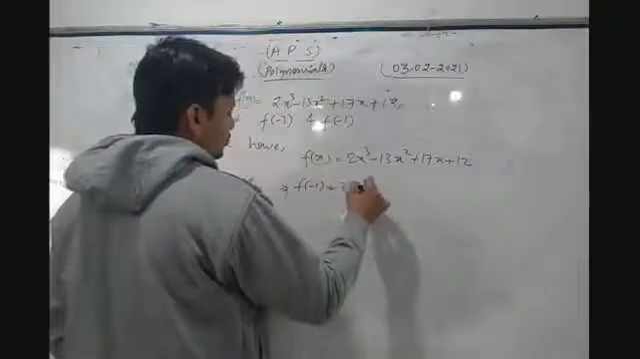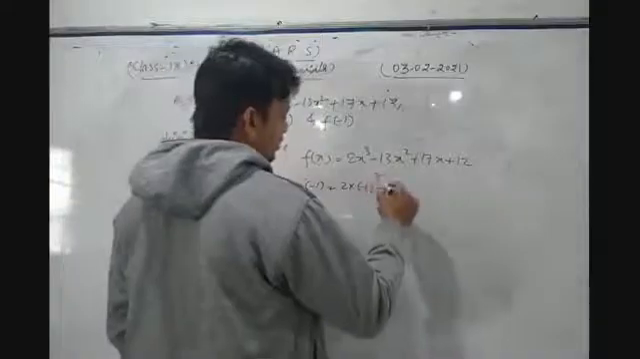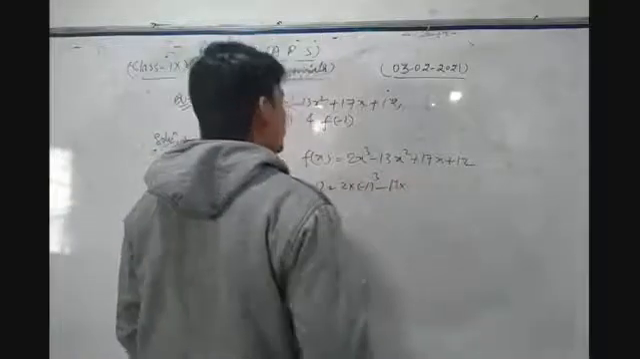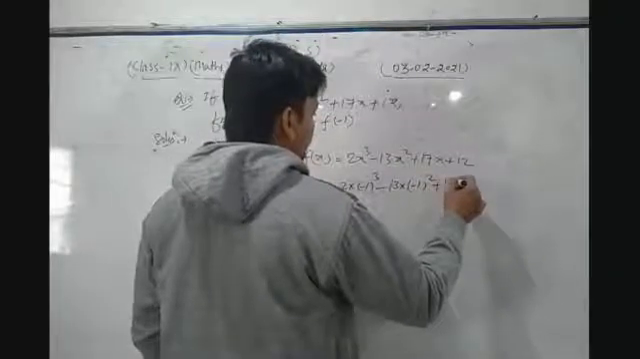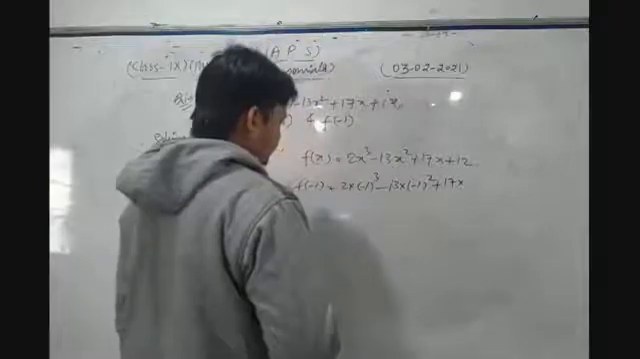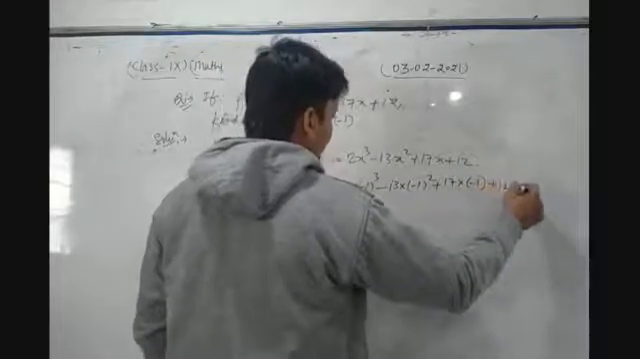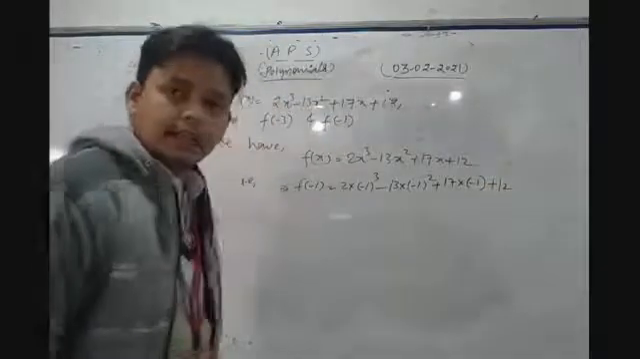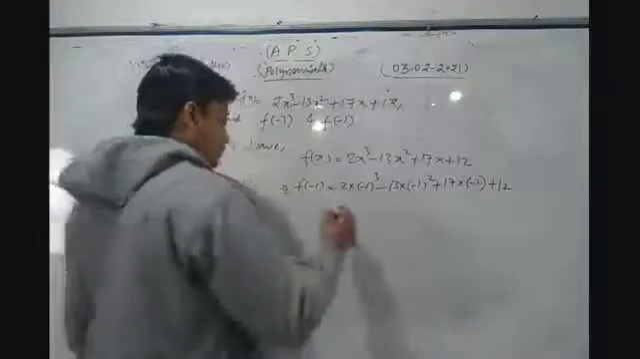It is equal to 2 into minus 1 whole cube, minus 13 into x square, meaning minus 1 whole square, plus 17 into x, which is minus 1, and plus 12 right as it is. Now we simplify them, dear students. Let's see. So we get what?